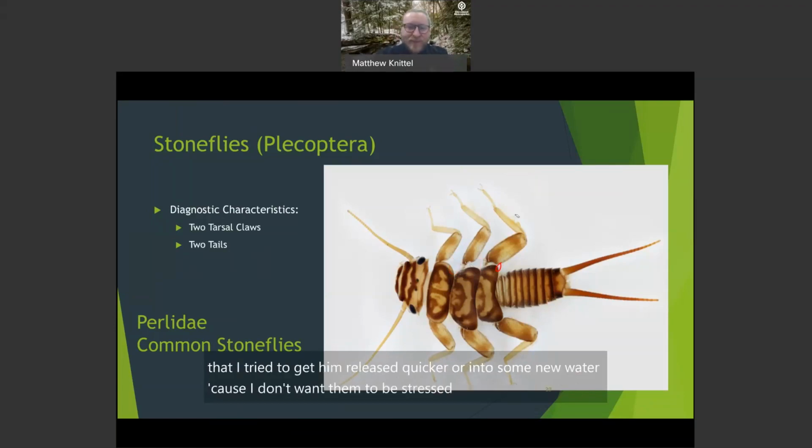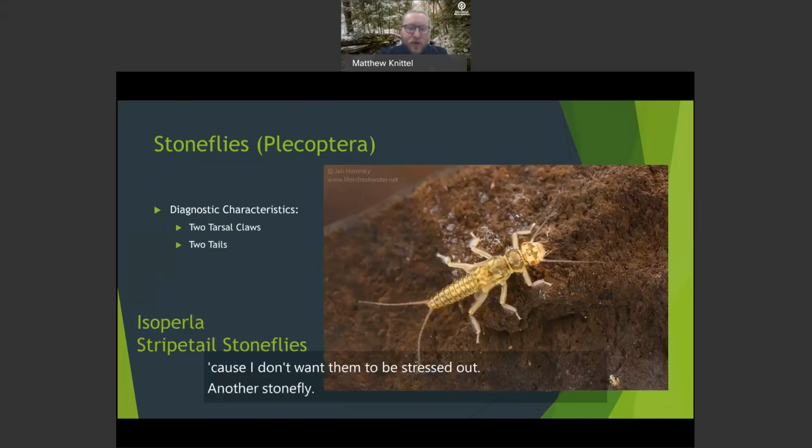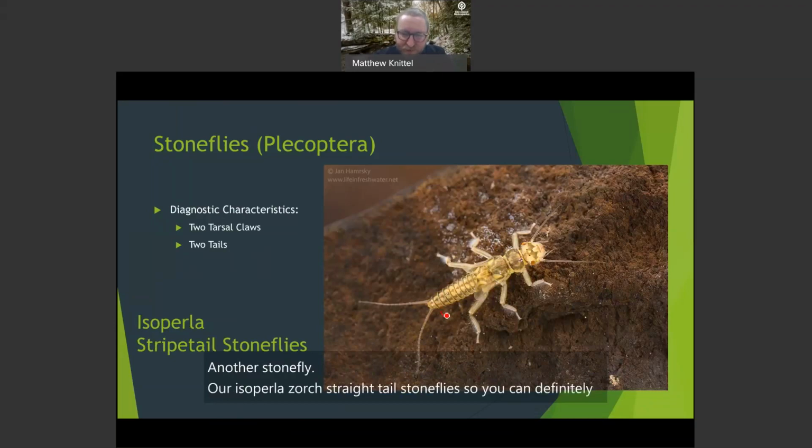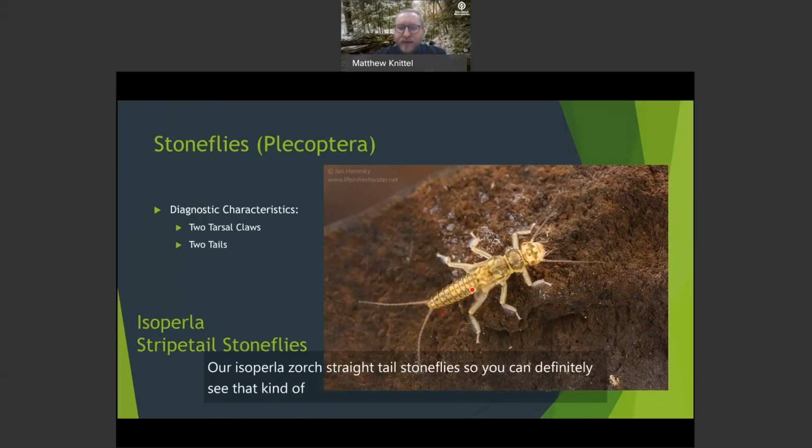Another stonefly are our Isoperla, or our striped tail stoneflies. So you can definitely see that kind of striping on the abdomen back there. But you'll also notice the wing pads. So those wings are developing. So this again is a nymph, and will eventually emerge as a full adult.